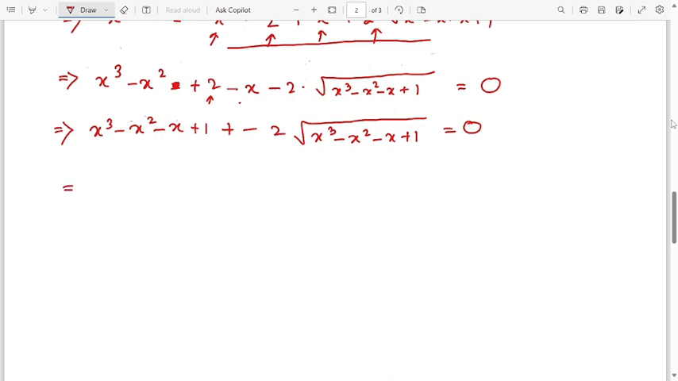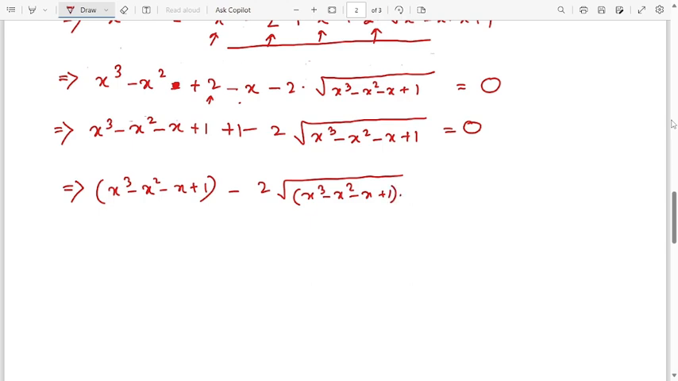So now we need to rearrange the term in a certain manner. Oh, sorry, this will be plus 1. I have missed out. So now I am writing 2 square root of the whole bracket x cube minus x square minus x plus 1 under the parenthesis, and then 1. We can write it plus 1, which is equal to 0.